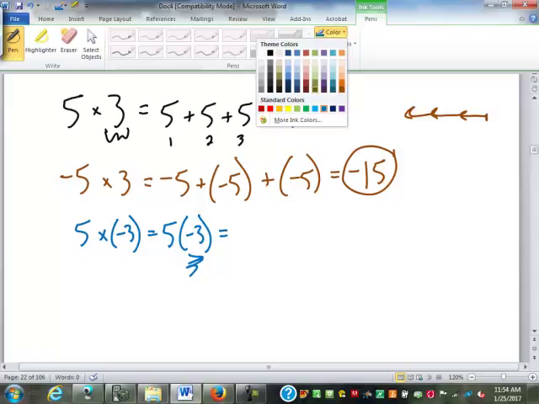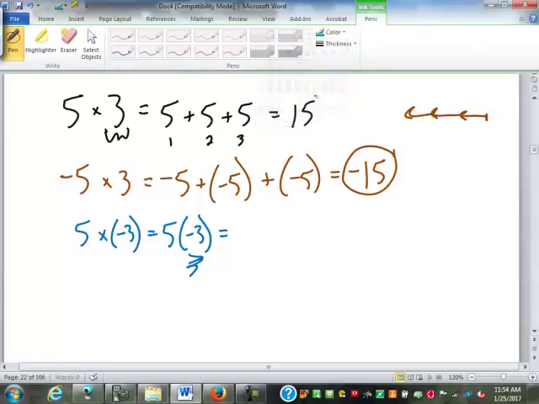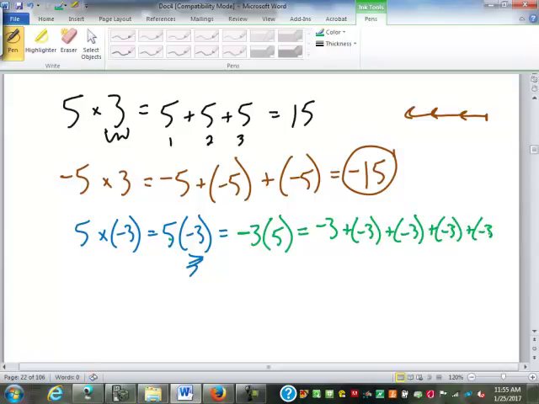Fortunately, multiplication is what we call commutative, which means we can switch the order of two numbers that we're multiplying. As long as we're just multiplying those two numbers, we can change our order. So instead of 5 times negative 3, we'll write that as negative 3 times 5. So now this is saying take negative 3 and add it to itself 5 times. So negative 3 plus negative 3 plus negative 3 plus negative 3 plus negative 3, which of course is negative 15.